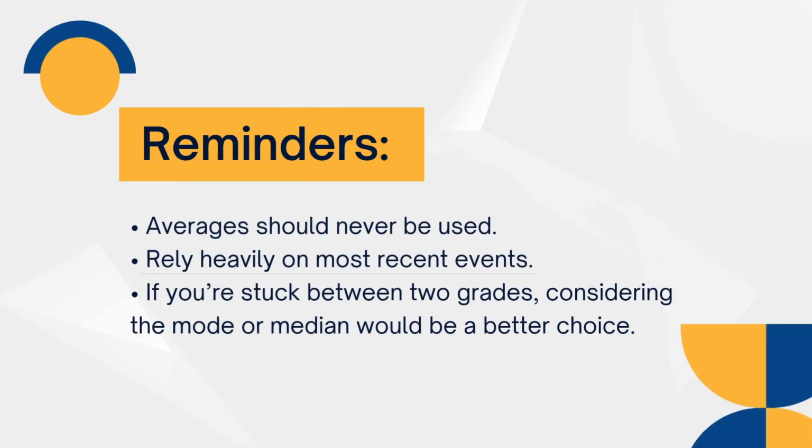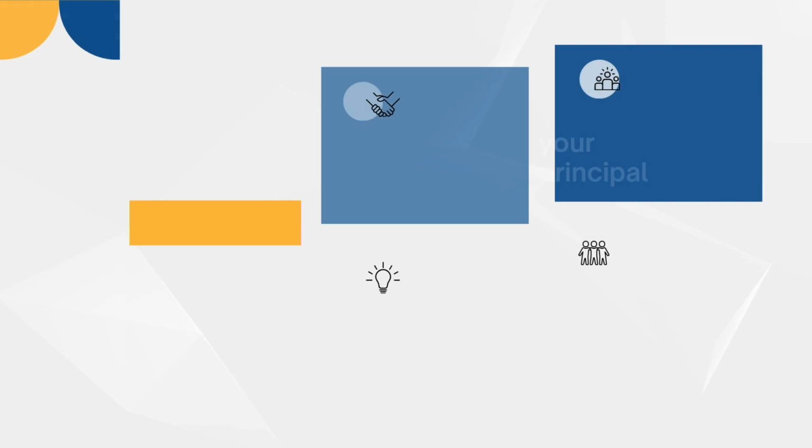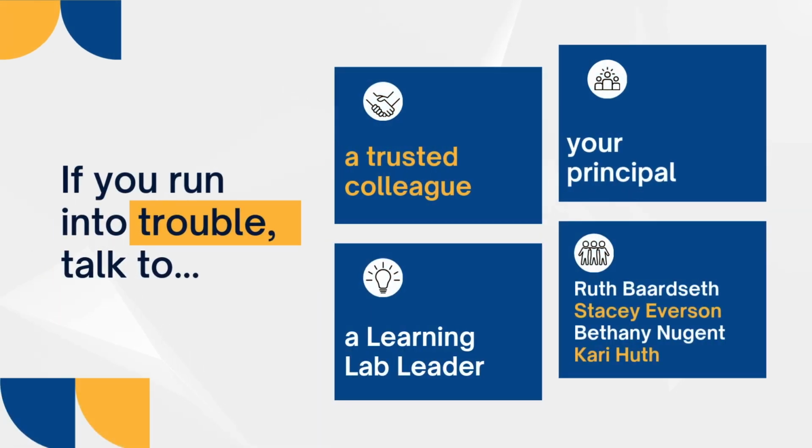Let's wrap up with a few last reminders. Averages should never be used in standards-based grading, and you should rely heavily on most recent events. If you're stuck between 2 grades, considering the mode or median would be a better choice. If you run into trouble, talk to a trusted colleague, a learning lab leader, your principal, or someone at the district level to help you answer your questions.